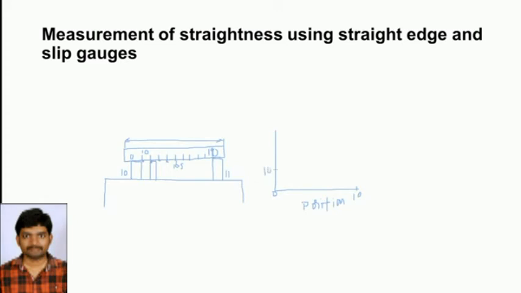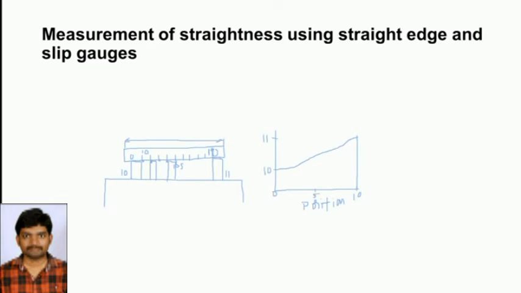At this point the height is 11 millimeter. So now we can join this by means of a straight line. Now, actual distances, actual heights we have to measure by inserting slip gauges.